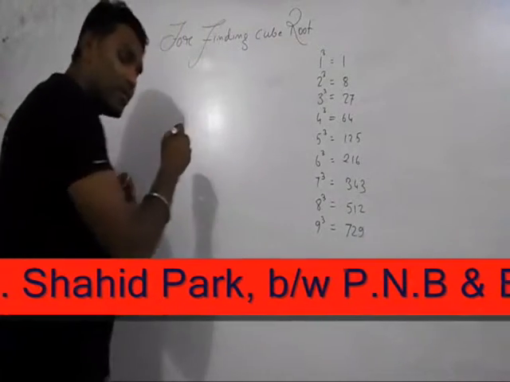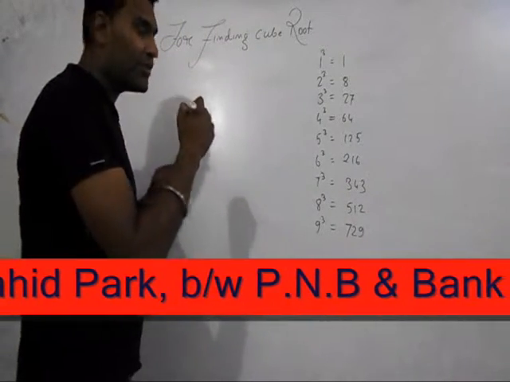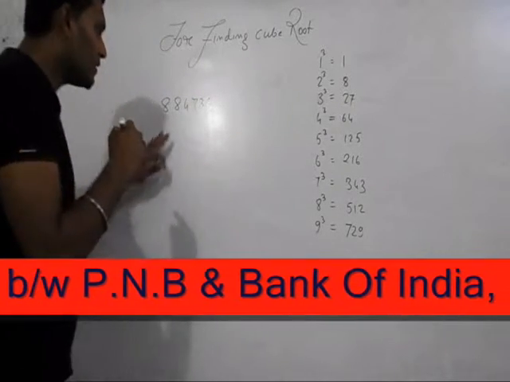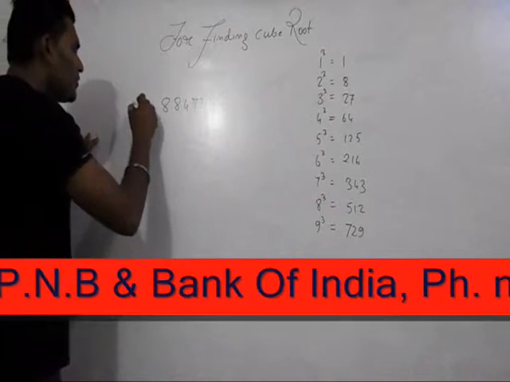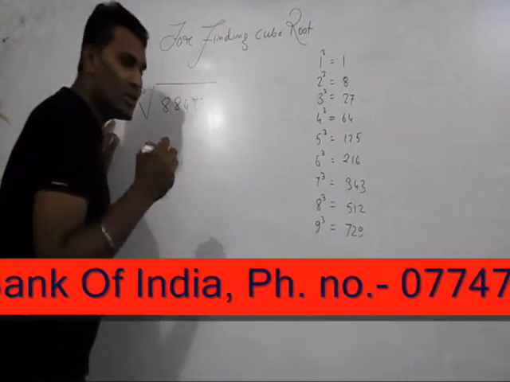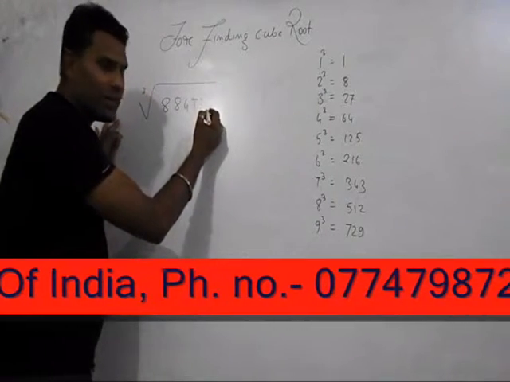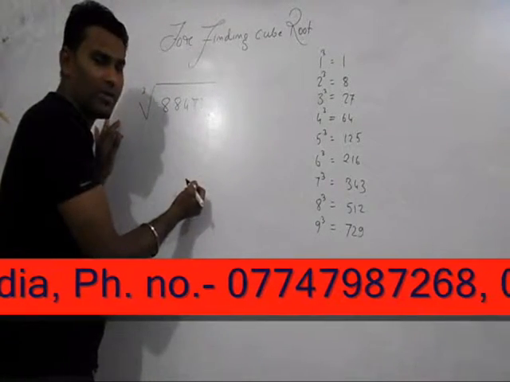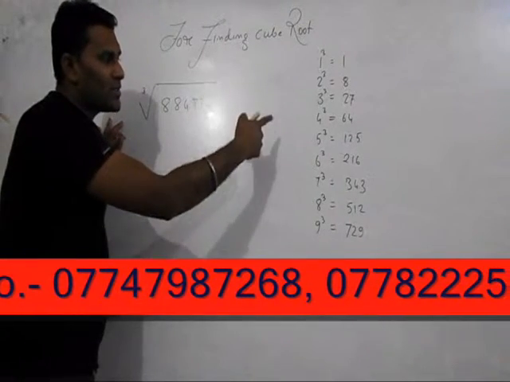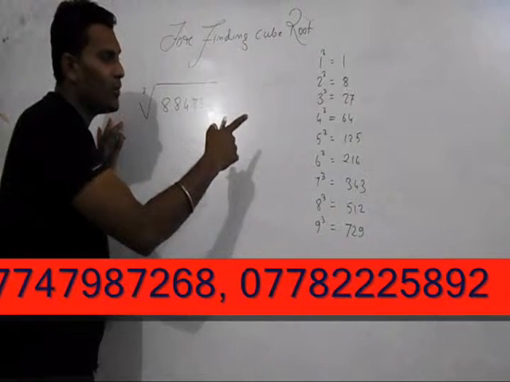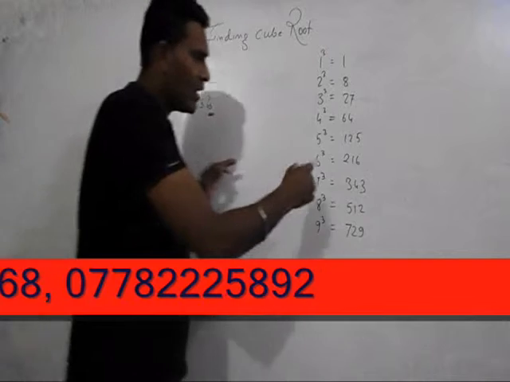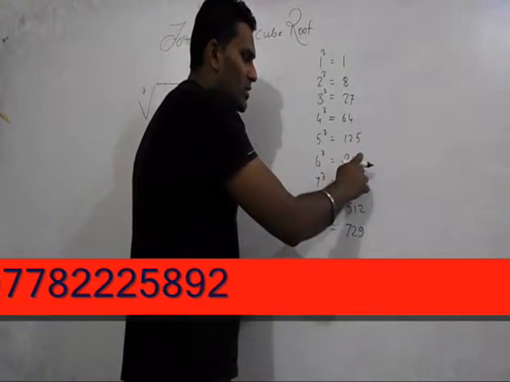Okay, if I take the number 884736, this is the number and I have to calculate the cube root of this number. Now, what is the process? I have to see the unit place of the given number. Here the unit place is 6. Now, I have to match the number whose unit place comes 6 after taking the cube. Here, let's see, this is 216.